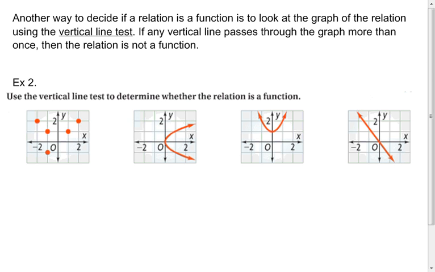Another way to decide if a relation is a function is to look at the graph instead of the ordered pairs. You can look at the graph using the vertical line test. Vertical line means straight up and down. If there's any way that you can put a vertical line through the graph more than once, then it's not a function. Okay? If we look at this first one over here, we'll call it A. Is there any place where I can put a line straight up and down that will go through more than one spot? Well, since the dots are in red, I'm going to put it in blue. There's a vertical line straight up and down. It goes through two of the dots, so it's not a function.